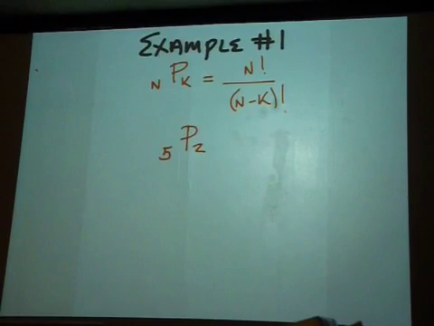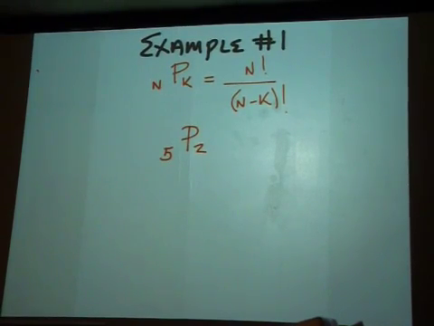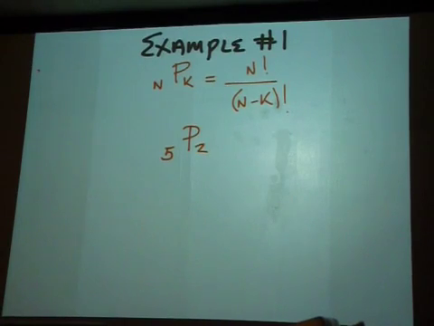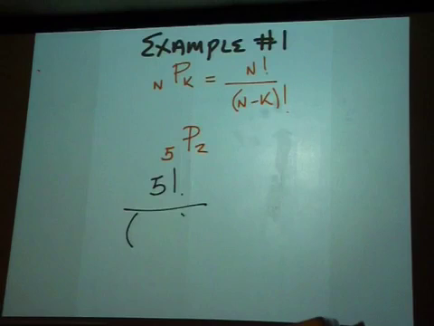We have 5 items and we're choosing 2. We want to see in how many different ways we can arrange these items, in which order is important. We start with 5 factorial, and that's over top the factorial of the difference of 5 minus 2.